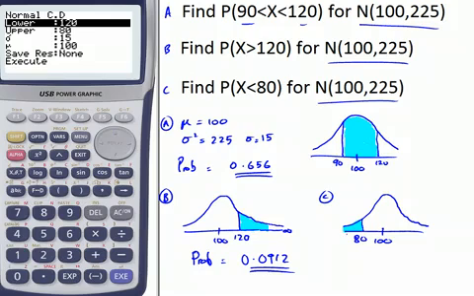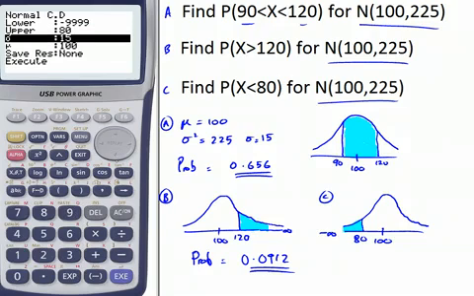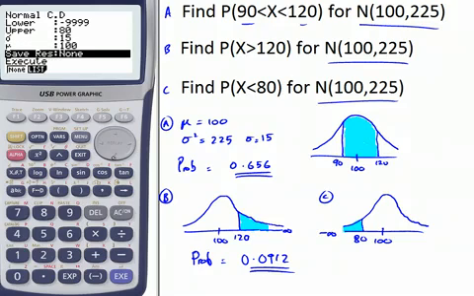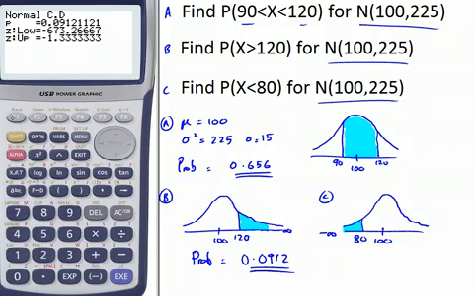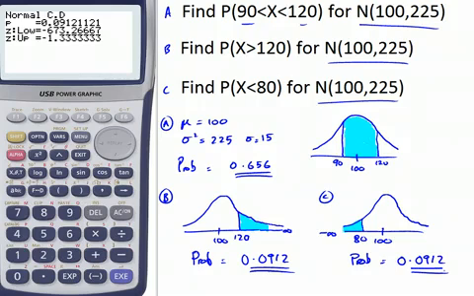our lower value needs to be something very small, technically something, for the purposes of the tables, approaching negative infinity. So let's choose something suitably small there. Our mean and variance, or in this case we will always input to the calculator our standard deviation is still 15, our mean is 100, and we press execute, and we get an answer of probability is equal to 0.0912.